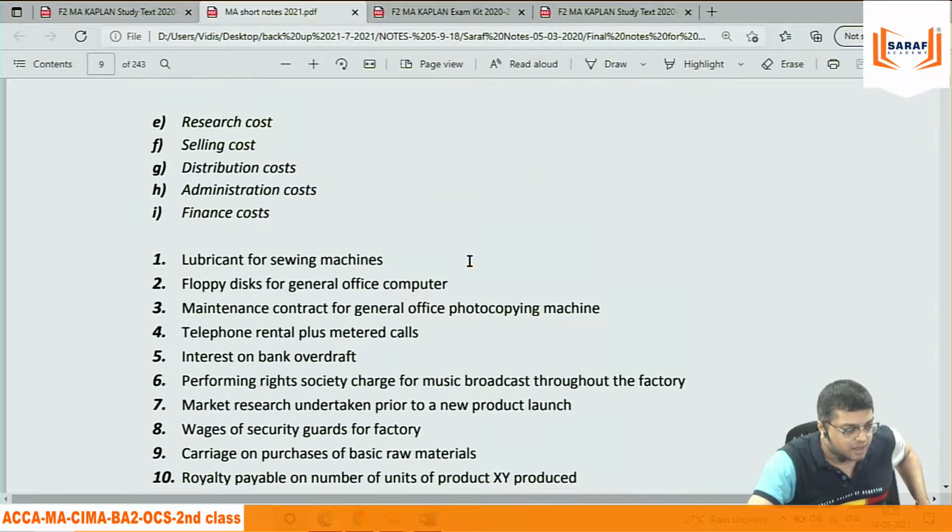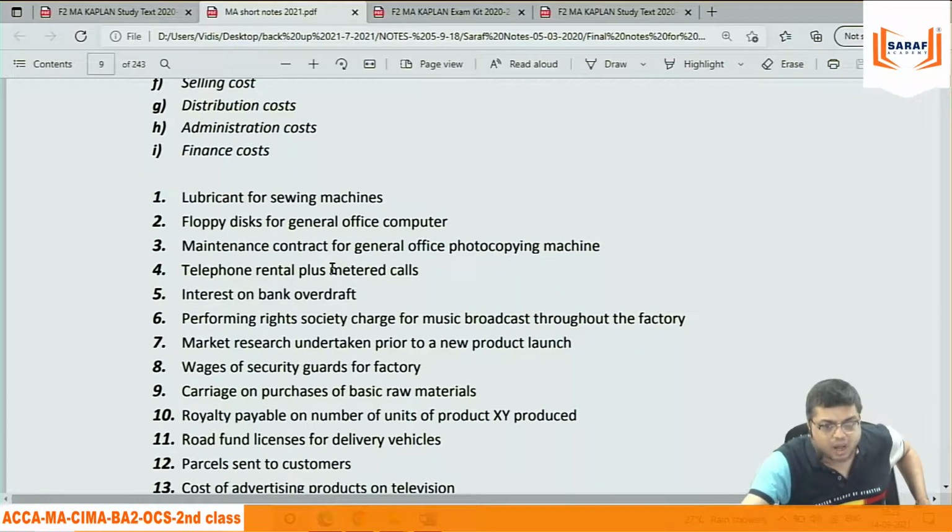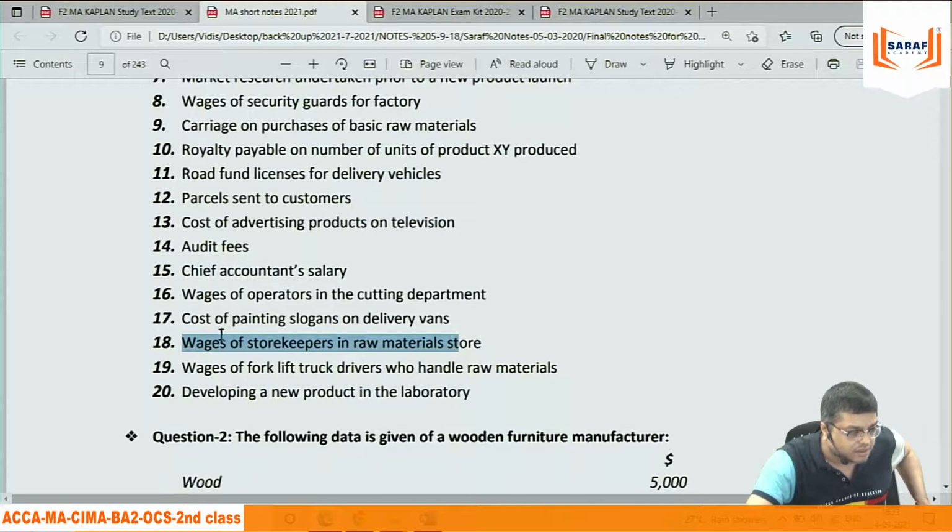What should we say? These are for bringing the raw material in-house. So for bringing the raw material in-house, we need to say that it is direct material only. Wages of forklift truck drivers who handle raw materials, they bring the raw materials inside the factory. So that is direct material. Once the raw material is there and we start producing product, then the direct labor will come.